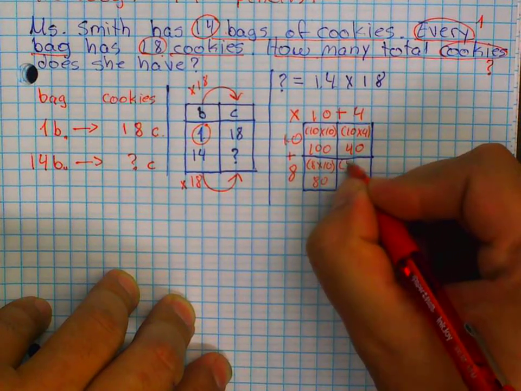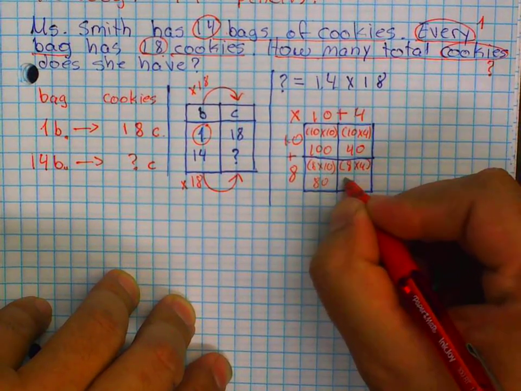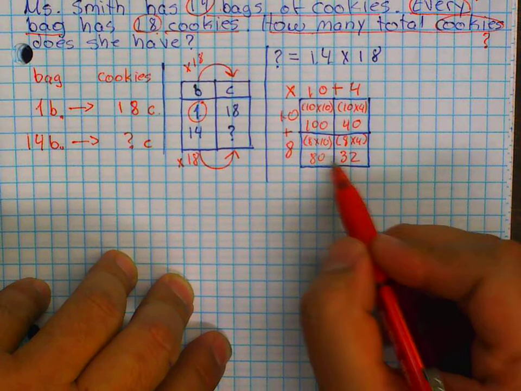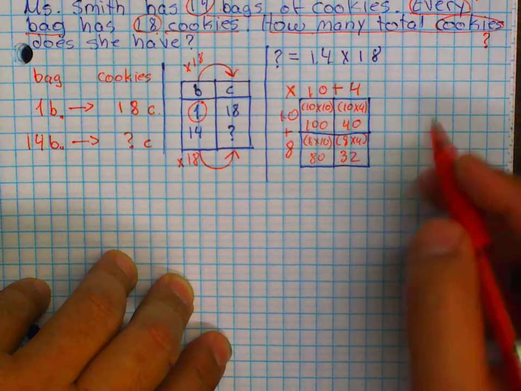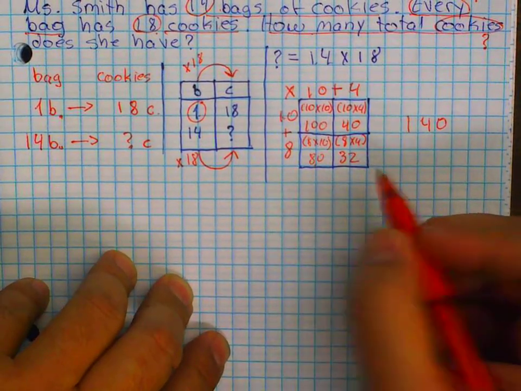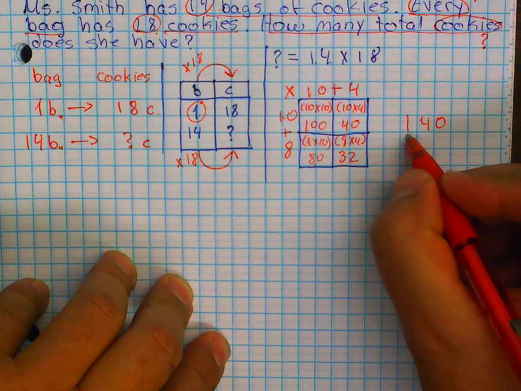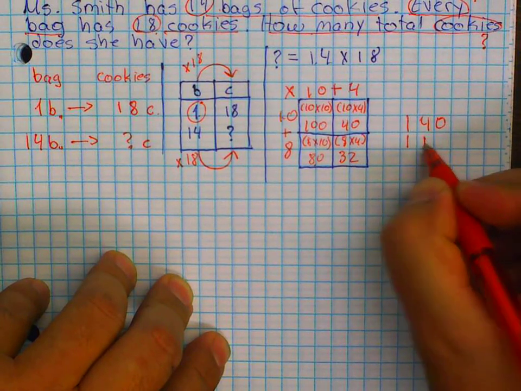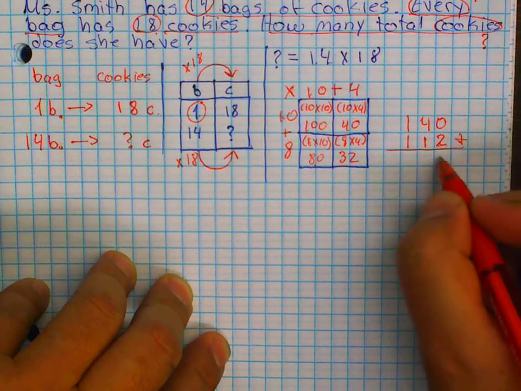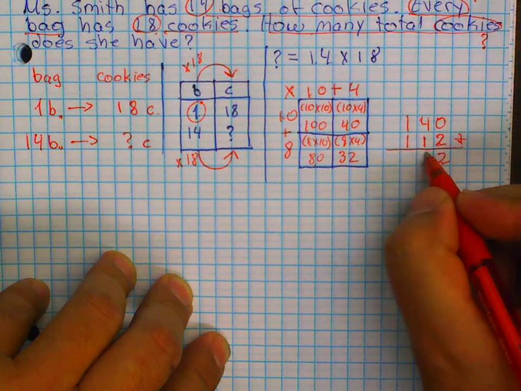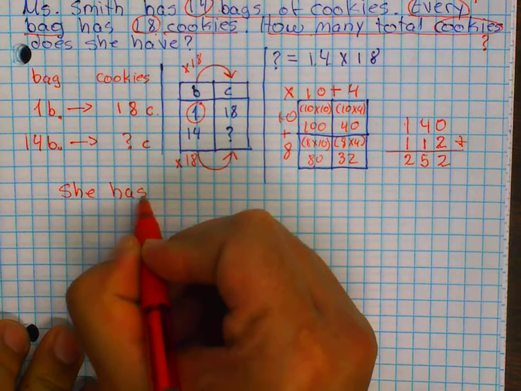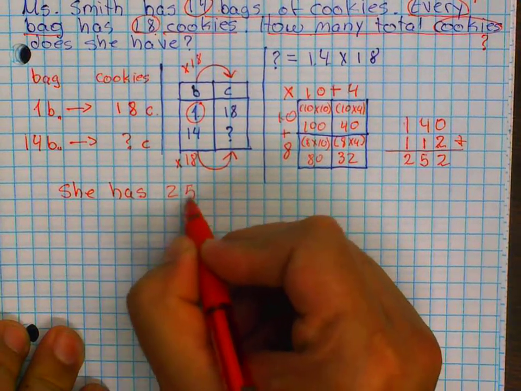And so I just add my numbers. I have 100 plus 40, 140, and 80 plus 32, 112. And 140 plus 112 is 0 plus 2, 2, 4 plus 1, 5, and 1 plus 1, 2. So she has 252 what? 252 cookies in all those 14 bags.